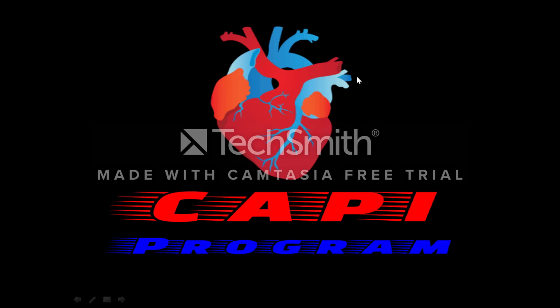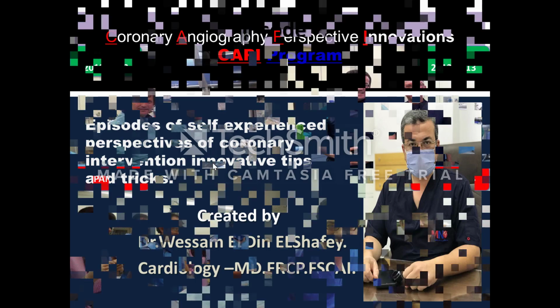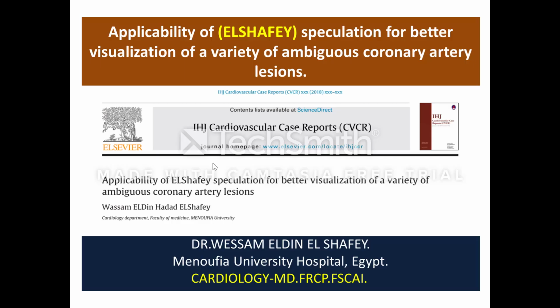Today we will continue the CAPI program, episode 2. As we all know, the CAPI program is coronary angiography, a prospective innovation. It is a series of self-experienced perspectives of coronary intervention, innovative tips and tricks. Today we will discuss the second episode, under the title of Applicability of ELSHAFEY speculation for better visualization of a variety of ambiguous coronary artery lesions.